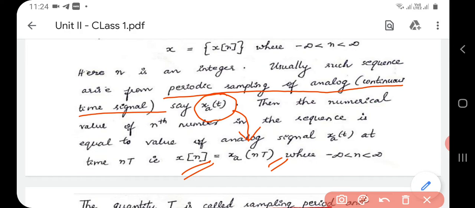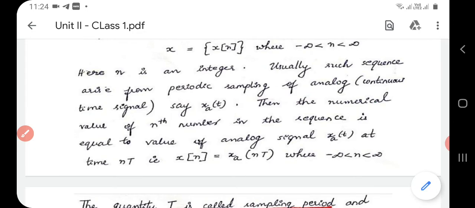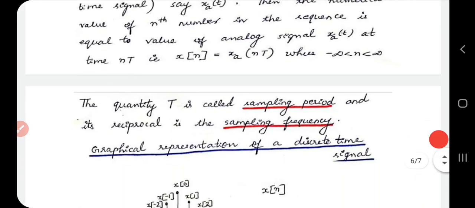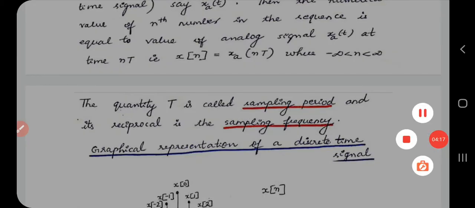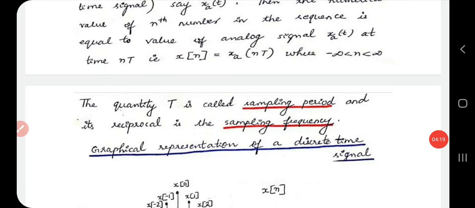So a discrete time signal is obtained by the periodic sampling of an analog signal. It is mathematically represented here. An analog signal x_a is periodically sampled with sampling period T so as to get a discrete time signal x[n] = x_a(nT), where n is an integer ranging from minus infinity to plus infinity. Here T stands for sampling period, and 1/T is the sampling frequency.